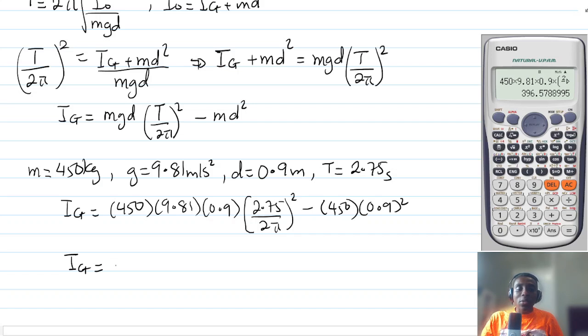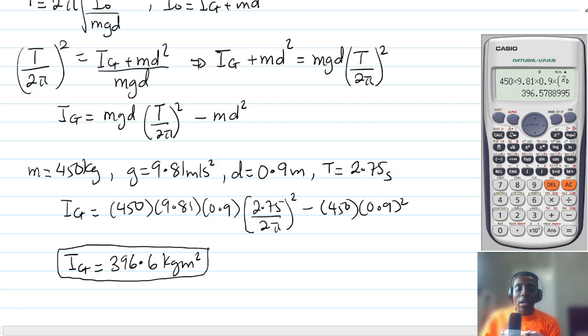So essentially the answer is 396.6 kilogram meter squared, and that's the mass moment of inertia. Okay, so the first part of the question has been solved.